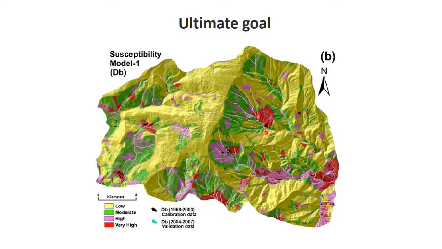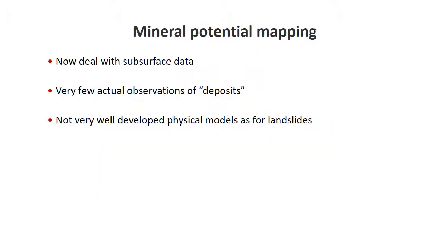So in combination with triggering factors, that can then be combined into hazard maps, here low and high would then be purple. So mineral potential mapping is one application for spatial data aggregation when you deal with the subsurface. So the subsurface is more complicated. Obviously, it's very 3D. There are very few actual observations of deposits, simply because accessing or mining those is, of course, a serious commitment.